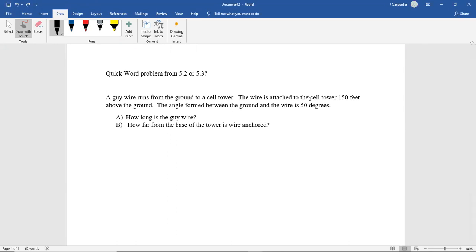A guy wire runs from the ground to a cell tower. So we're going to have a cell tower somewhere, and a wire is going to be running to the top of the tower. You usually don't run wires along the ground, right? It's usually from something to the top of something. So let's say right here is our tower. This is our tower. And we've got a wire attached to the top of it, and it's running to the ground.